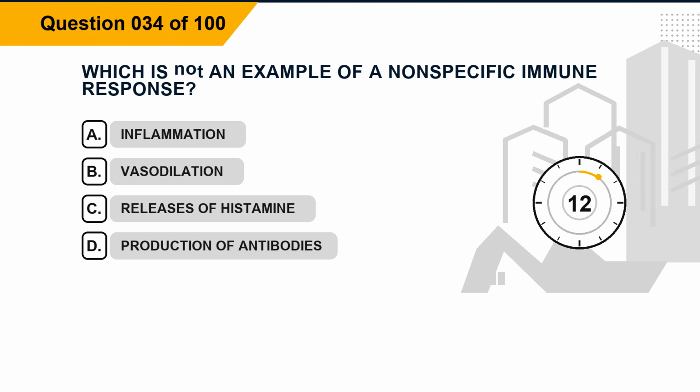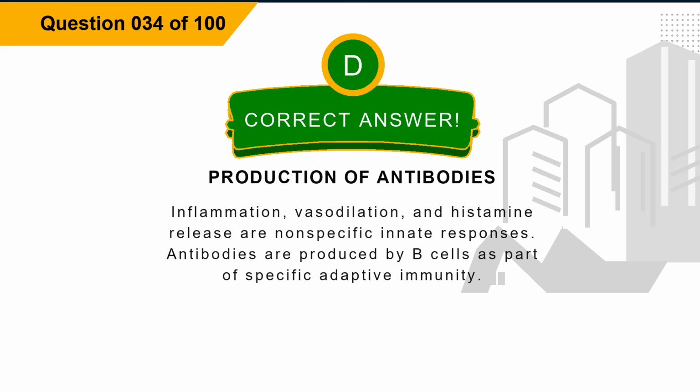Question 34. Which is not an example of a nonspecific immune response? Option A, inflammation. Option B, vasodilation. Option C, release of histamine. Option D, production of antibodies. The correct answer is option D, production of antibodies.